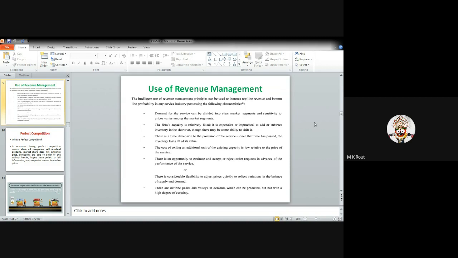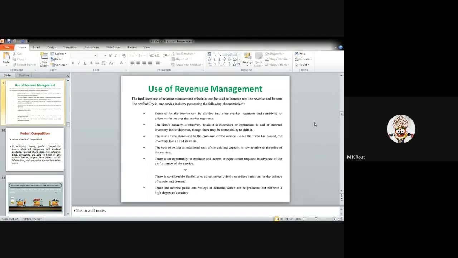Moving to the next important part, there may be a time dimension to the provision of service. That is why most companies provide various sales after service, and they have a time span for providing the entire dimension or provision for the service of these particular things.